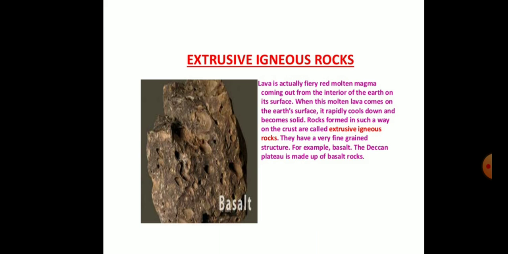Actually, it is formed by lava, which is released from the first layer of the mantle. After coming out from the interior of the earth, this molten lava comes onto the surface and rapidly cools down and becomes solid. The rock formed in such a way on the surface of the earth is called extrusive igneous rock, and it has a very fine grained structure. We have the example basalt. So the Deccan Plateau of India is made up of basalt rock.